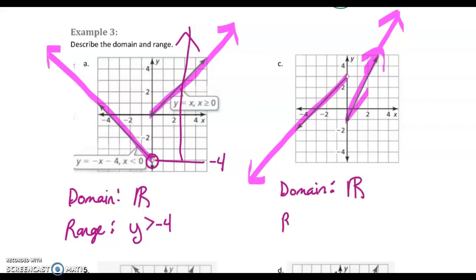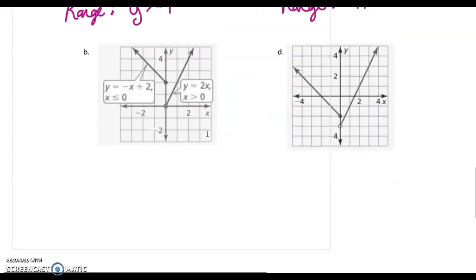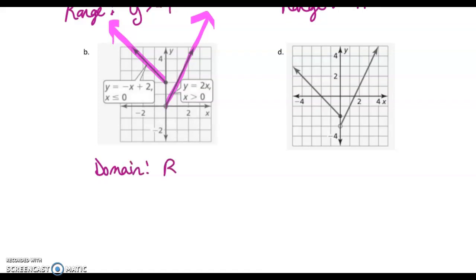That's all real numbers. Now the range, look up and down. It goes down forever with this, and it goes up forever with this. So the range is also all real numbers. Okay, and finally, looking at these two, so if you look right here, this goes off to the right and up forever. This goes off to the left and up forever. So the domain is going to be all real numbers because it goes forever in both directions.